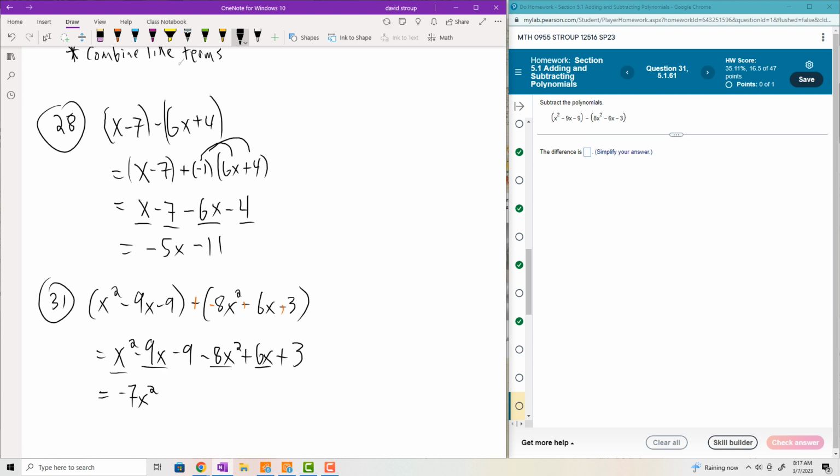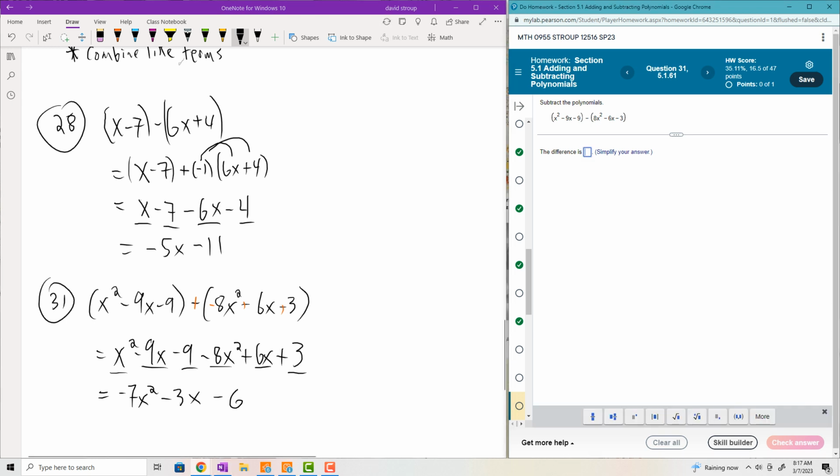Okay, so anyways, I get x squared minus 8x is negative 7x squared. Negative 9x plus 6x is minus 3x. And then negative 9 plus 3 is negative 6. Okay. So my teacher used to call that zapping. If you want to do that kind of method, by all means.